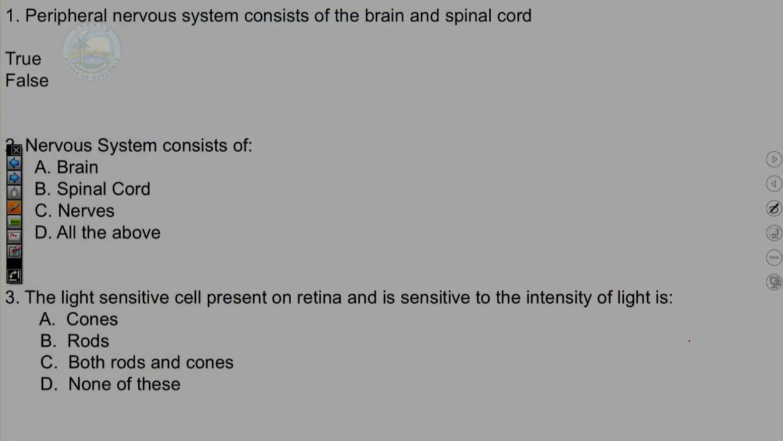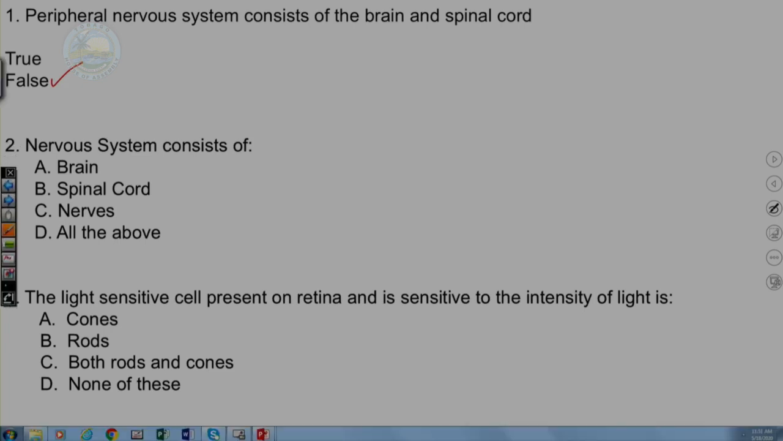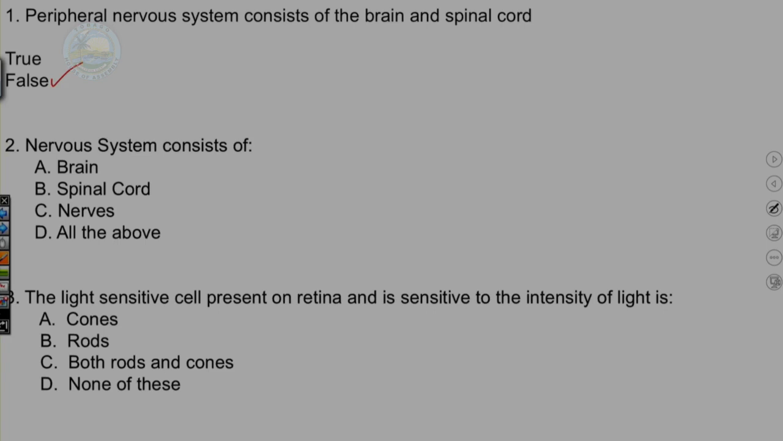Number 1, the peripheral nervous system consists of the brain and spinal cord. Is that true or is that false? That is false. The central nervous system is your brain and spinal cord. Number 2, the nervous system consists of brain, spinal cord, nerves, or all of the above. The answer there is all of the above. The nervous system must consist of all of these.